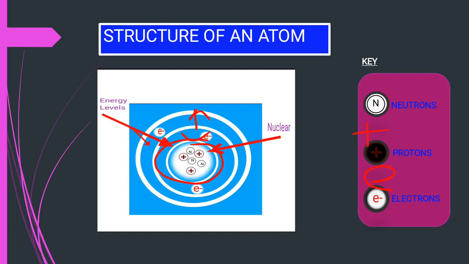Again, they are negatively charged, and therefore we can say that an atom is made up of 2 parts, that is the energy levels and the nucleus, and the nucleus is the innermost part. That region, which is called the nucleus, is occupied by the protons and the neutrons, and then we also have the outer shell, which is occupied by the electrons. That is all we can say about the structure of an atom.